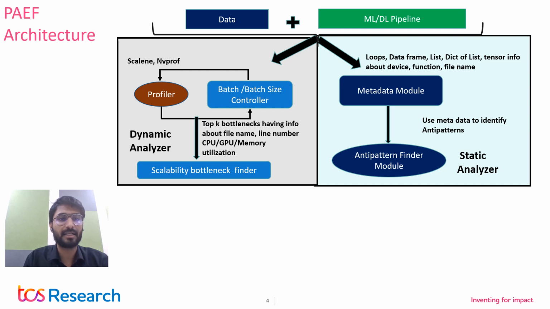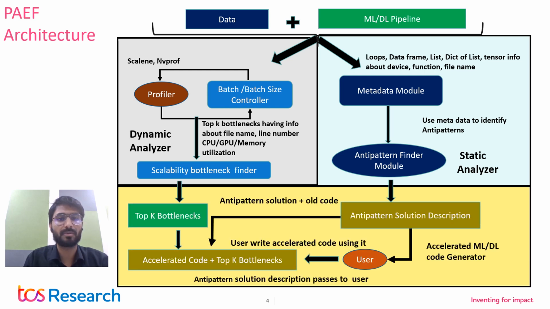Now the code accelerator module uses the output from the static analyzer to find and address the performance anti-patterns in the ML/DL training pipeline. It creates optimized code through two methods. In one method, it generates the optimized code automatically, while in the other method, it gives a solution description with some hints and suggestions, and the user writes the optimized code based on this direction. The PAEF framework is also configurable to add more performance anti-patterns.